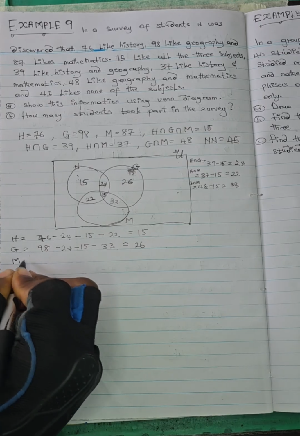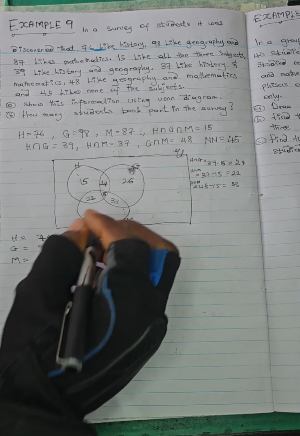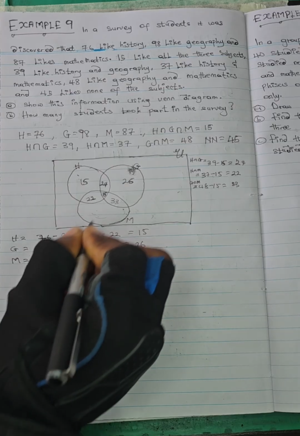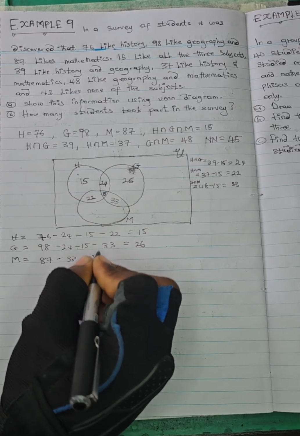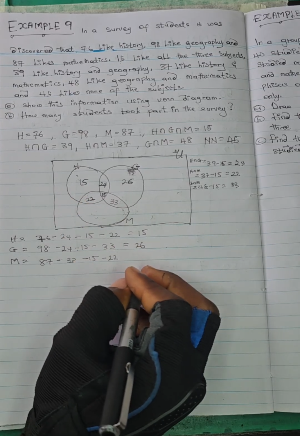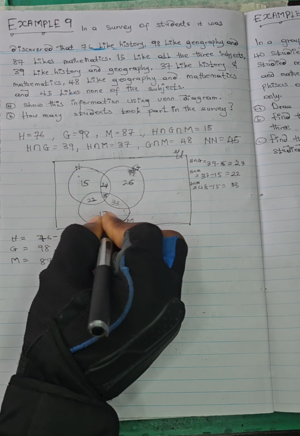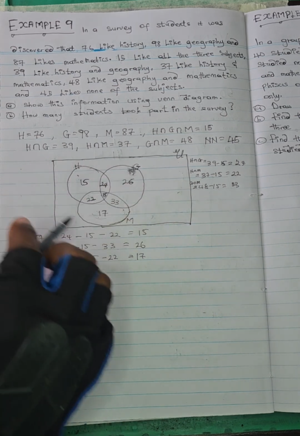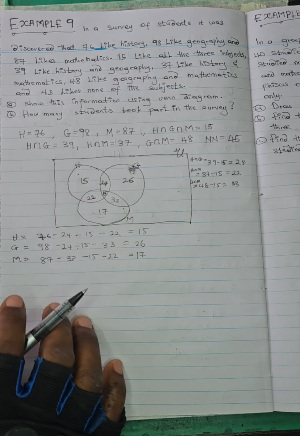Let's do mathematics. Mathematics is 87. So to get only those that did only math, it will be 87 minus 33 minus 15 minus 22. So your answer is 17. So you write 17 here. By this, we've already shown this information in a Venn diagram. We've solved for the A part.